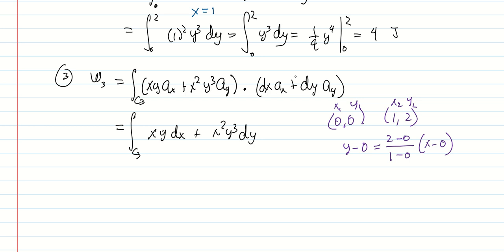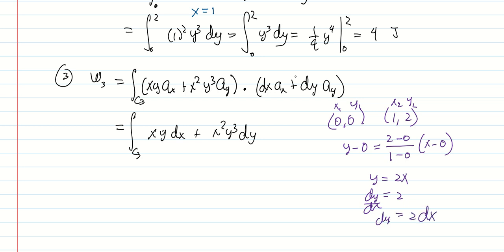Then solve for the equation for y. So y now will be equal to 0 plus 2 minus 0, 2 divided by 1 is 2, times x minus 0. So this is just y equals 2x. So we know now that y is equal to 2x. If y equals 2x, we also need to know what is dy, because there's a dy in our equation. So dy is equal to the differential of this. So dy/dx is actually equal to 2, or dy is just 2 times dx.